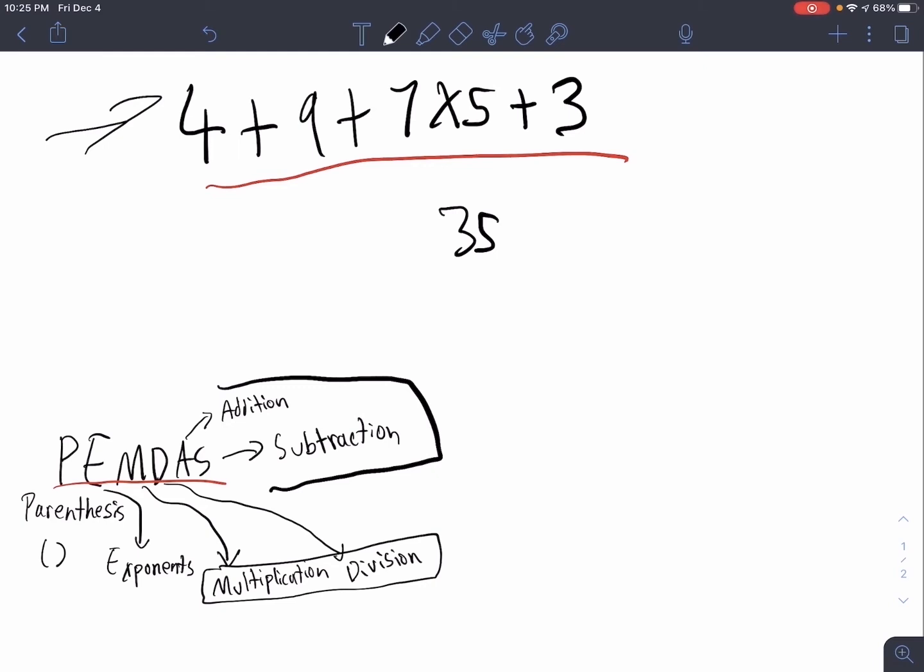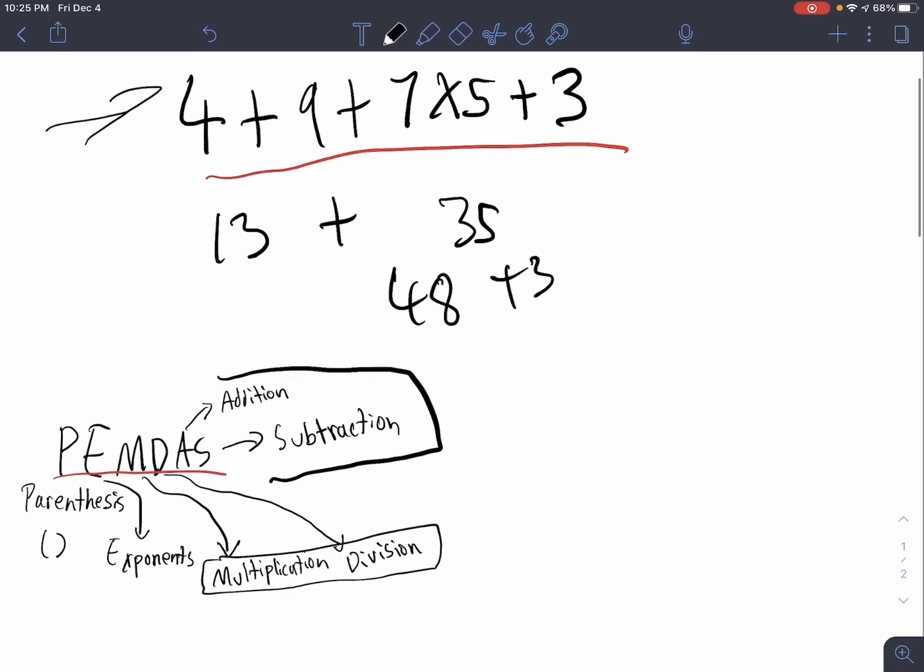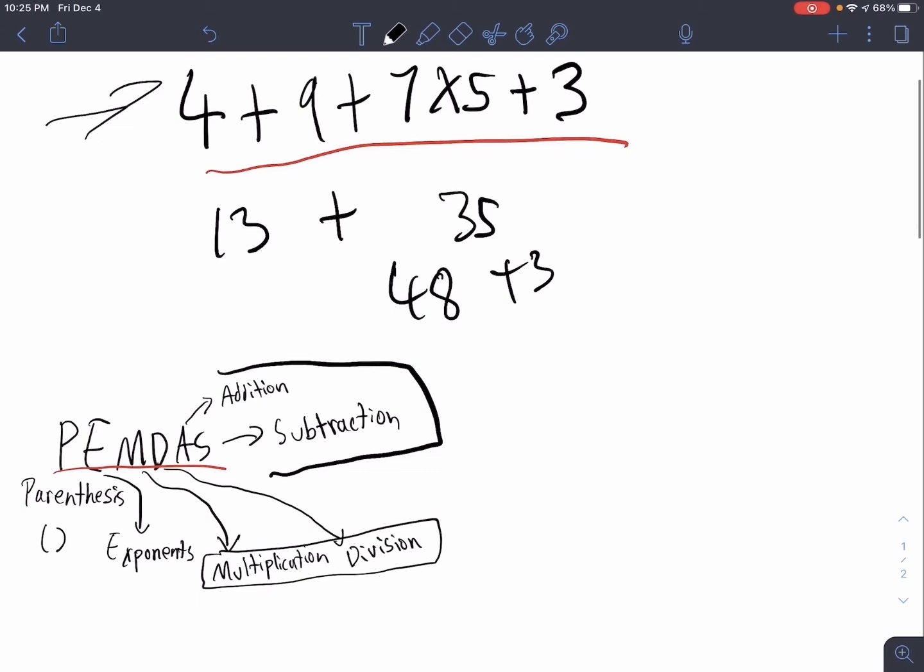Now you see that everything is addition. So now that everything is on the same level, you would just go from left to right, just like you learned in kindergarten. So then you would do 4 plus 9, which is 13. Then 13 plus 35, you would get 48, plus 3, which is 51. And that is why the answer to this problem is not 100, and I don't remember the answer, but it was 130 something. But instead, it's actually 51.